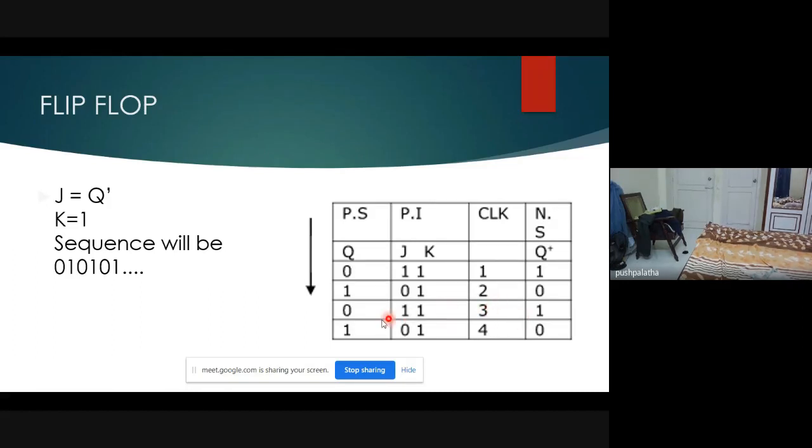So the third one, now both are 1 1. It will change the state, it will invert the present state, so it is 1. Now the present state is 1, so J is 0 and K is 1, which means reset. So the sequence will actually be 0 1 0 1 0 1. It is your option D. That is what they have asked in the question.